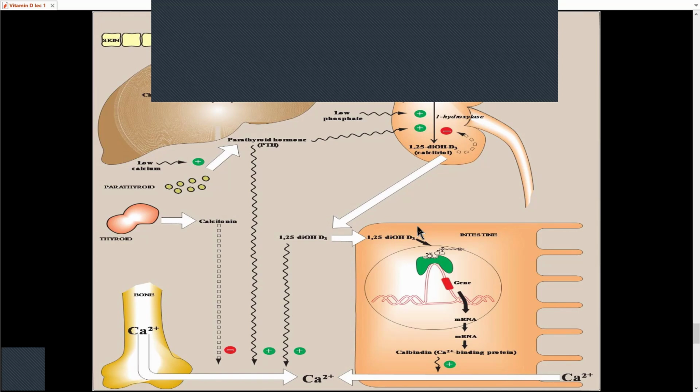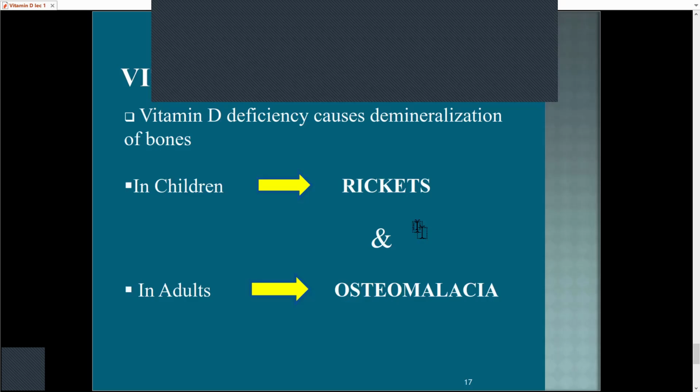This slide was a placeholder for a diagram, but conceptually, remember that all three target organs, intestine, kidney, and bone, work in concert to maintain calcium homeostasis. This slide simply reinforces the details we have already covered.